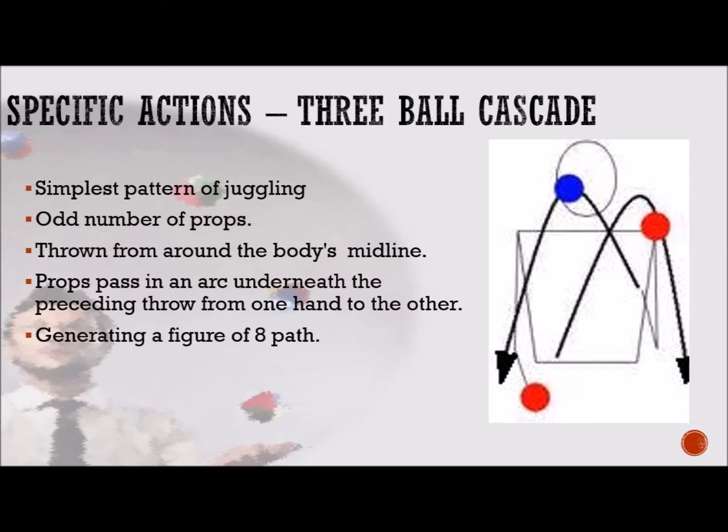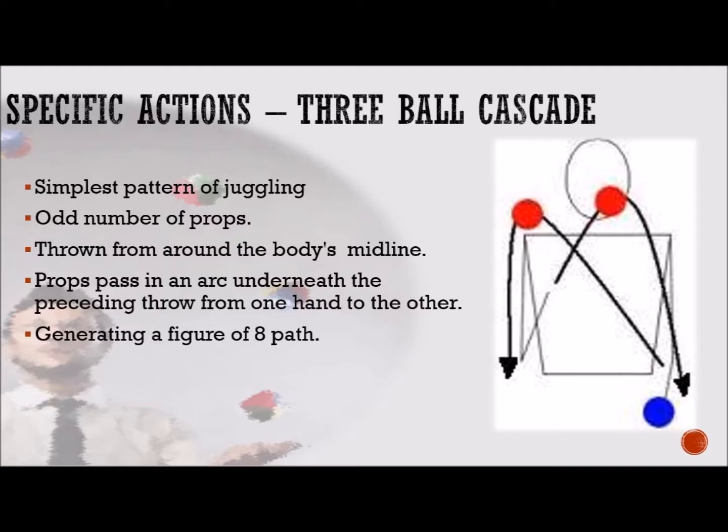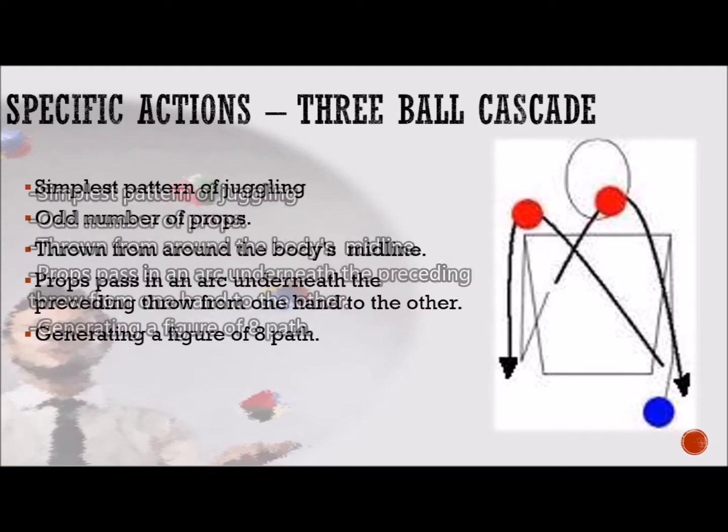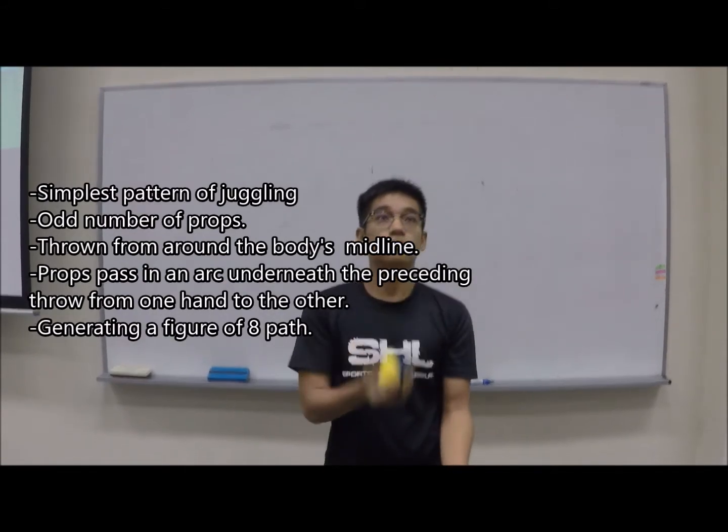Our specific action is the 3-ball cascade, which is the simplest pattern of juggling using an odd number of props. The props are thrown from around the body's midline and they pass in an arc underneath the preceding throw from one hand to another. This generates a figure of 8 path and can be seen from our juggler over here.